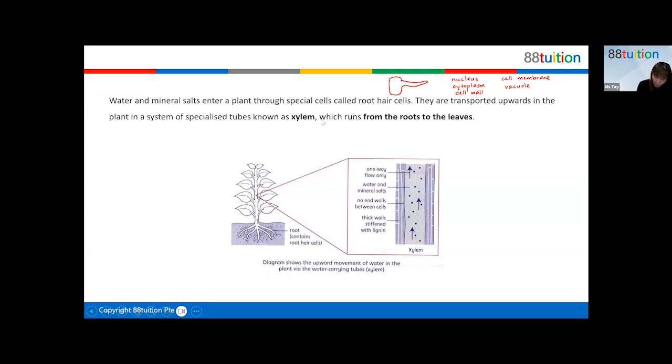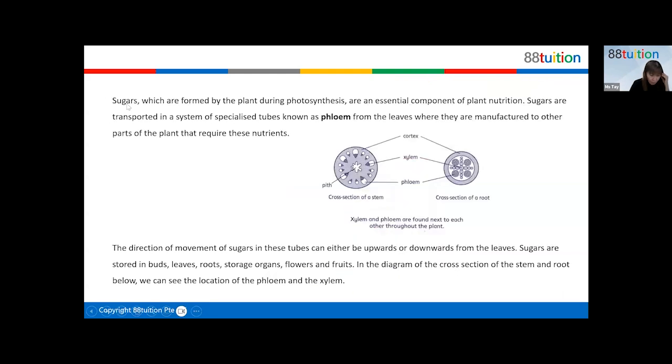Okay, let's see. And this particular part here, all right. How come the plant cell, the cell wall is so thick? Because the thick walls are stiffened with this lignin. Okay, but you don't need to know this yet. Next one. Okay, we are talking about the sugars now.